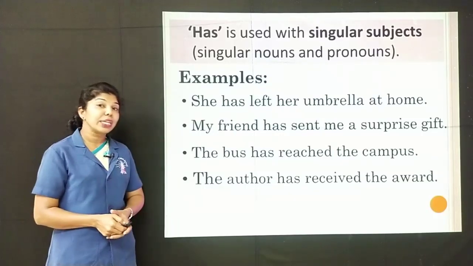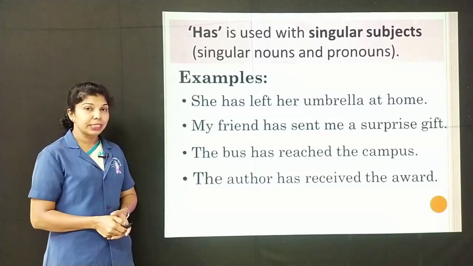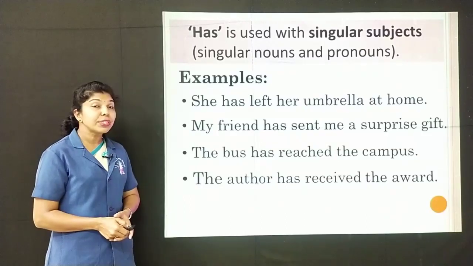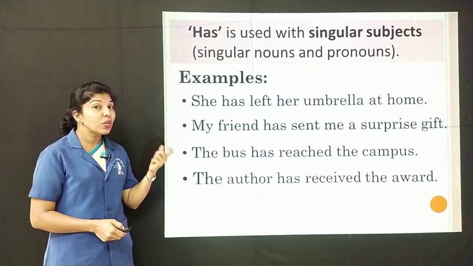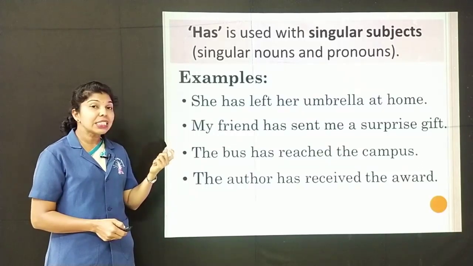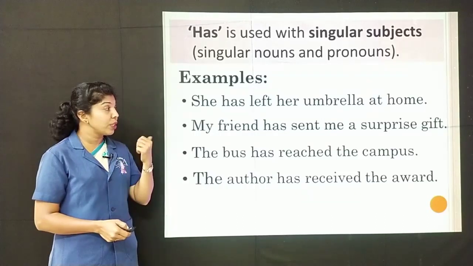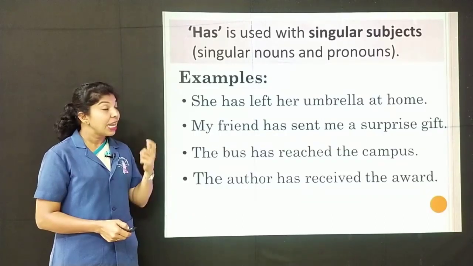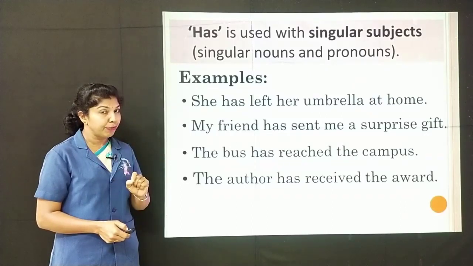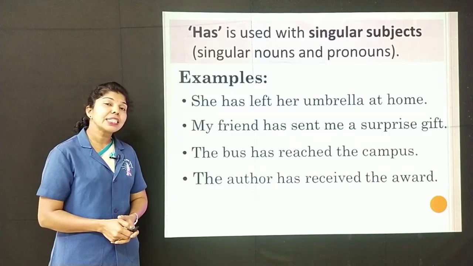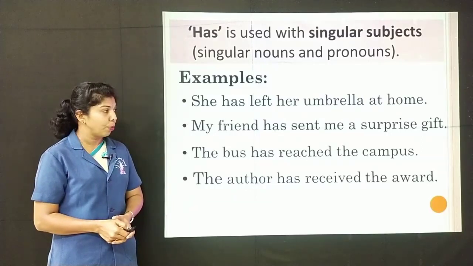Let us see a few examples to understand it better. She has left her umbrella at home. Here, she is a singular subject. Has is the auxiliary verb used with the singular subject. Left is the past participle form of the verb leave. So it is, she has left her umbrella at home.